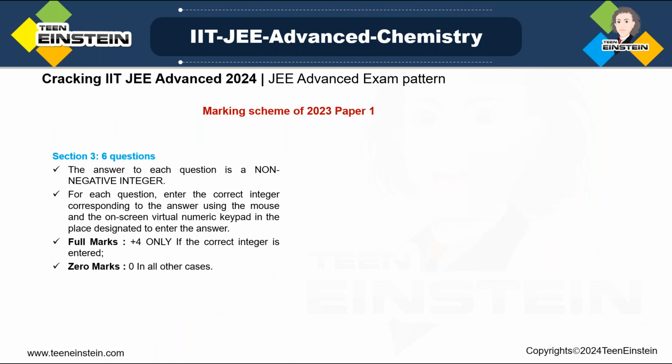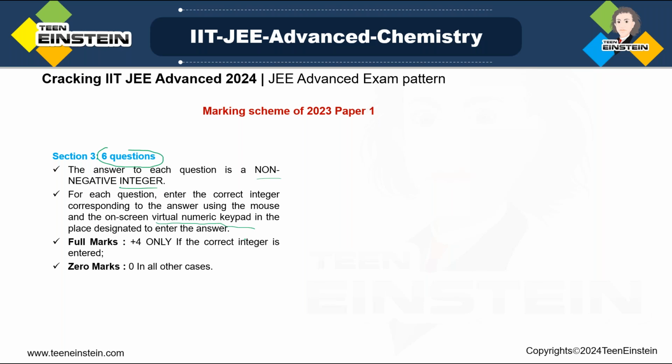Section 3 of paper 1, total 6 questions. Now this is a non-negative integer, 2, 3, 4 like this. For each question you can enter the correct integer corresponding to the answer using the mouse, that is, it is an online exam, or there is an online virtual numeric keypad available in the designated place, that also you can use.